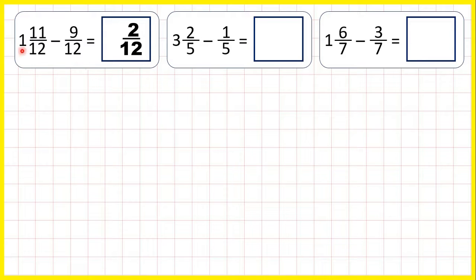We have 1 as our whole number, and we're not taking any wholes away, so we still have one whole in our answer. So that gives us 1 and 2 twelfths.